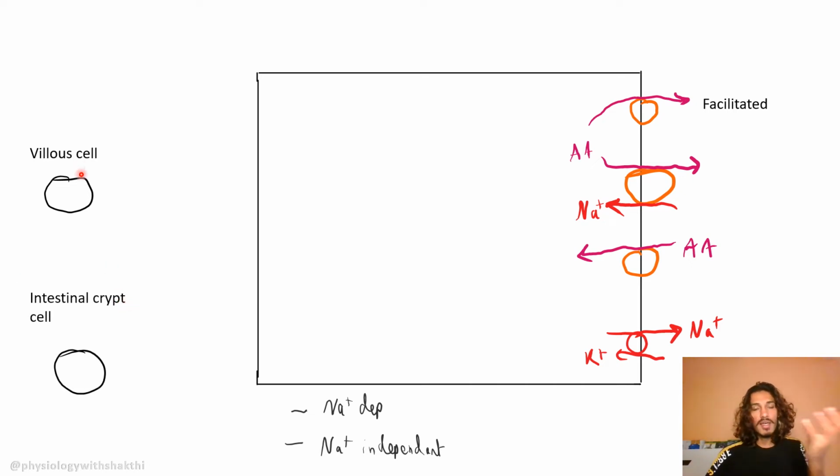Villus cells are those which absorb, crypt cells are those which secrete. So villus cells absorb and take it out into the circulation. So there, all these other mechanisms are more active. Okay, when you talk about intestinal crypt cells where secretion is taking place, there they need these amino acids to come back into it. So that is a little more prominent in intestinal crypt cells.